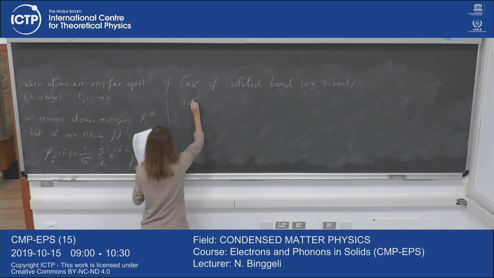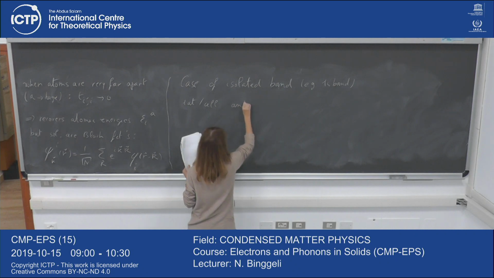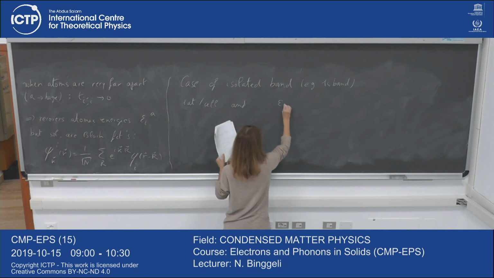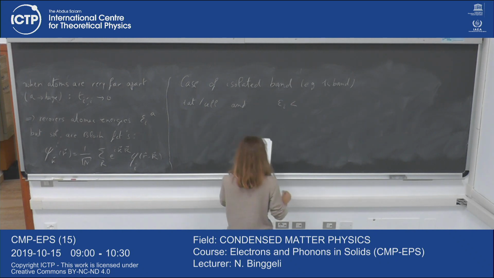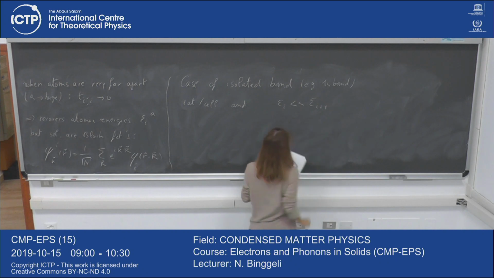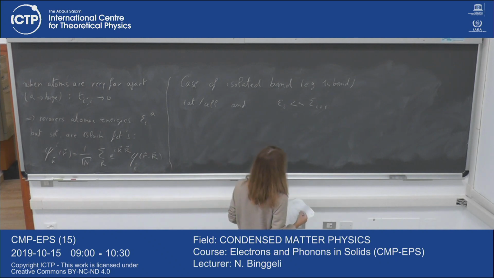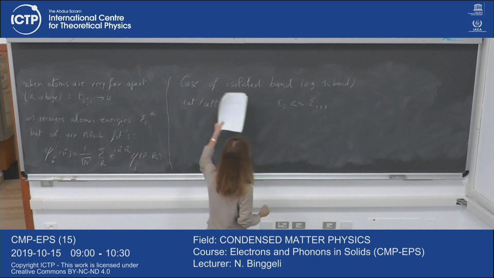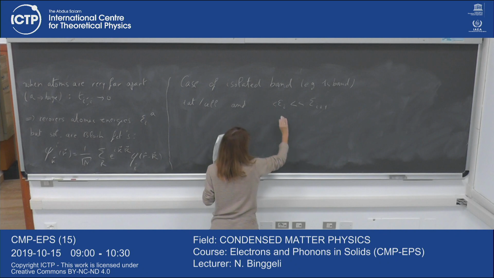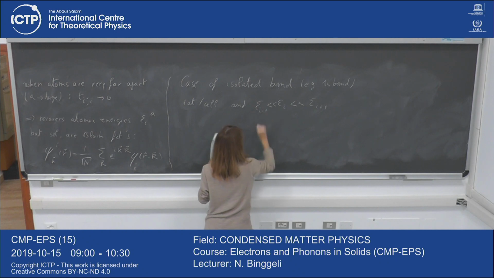So in the case, for instance, of 1 atom per cell, one will have an isolated band that corresponds to its energy of this band being much smaller than the next one. So this would be for the 1s band in a carbon crystal, and in general one has an isolated band when its energy is very different from those above and those below.